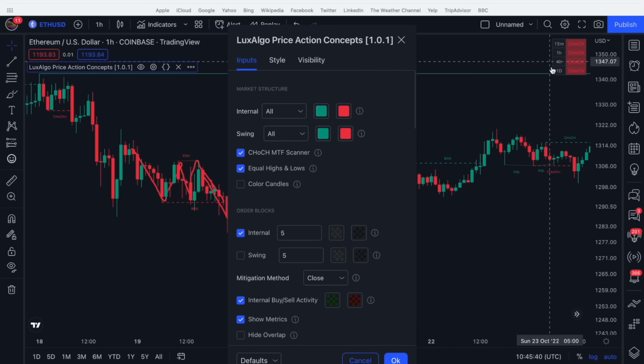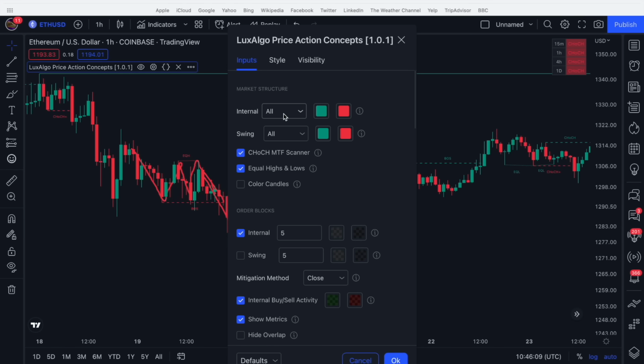And then in the dashboard as well, you see here the Choch multi-time frame scanner, and it will look through the 15, the 1 hour, the 4 hour, and the 1 day to look at the Choches on those time frames and see the trend of the market. So we see here all of them are red. So Ethereum on the 15, the 1 hour, the 4 hour, and the 1 day is bearish. All of the Choches are bearish.